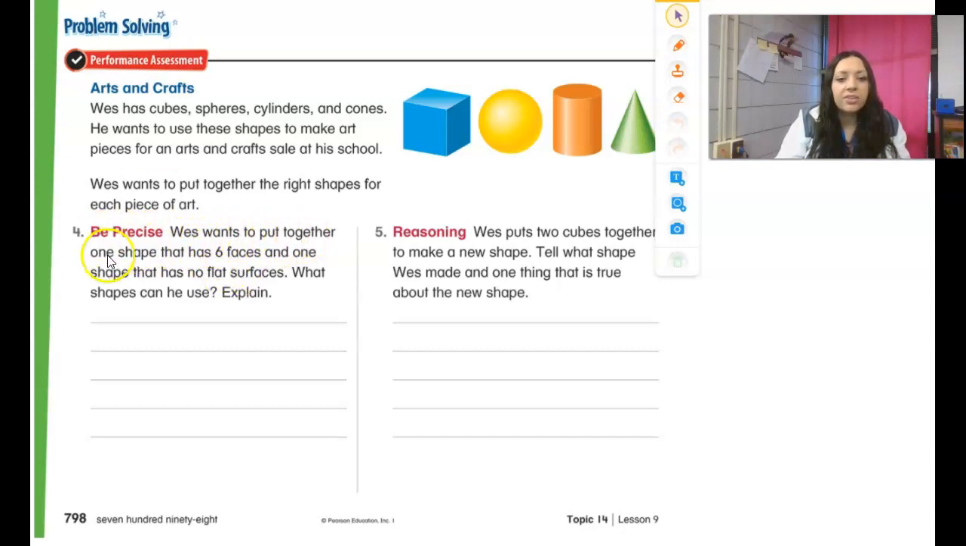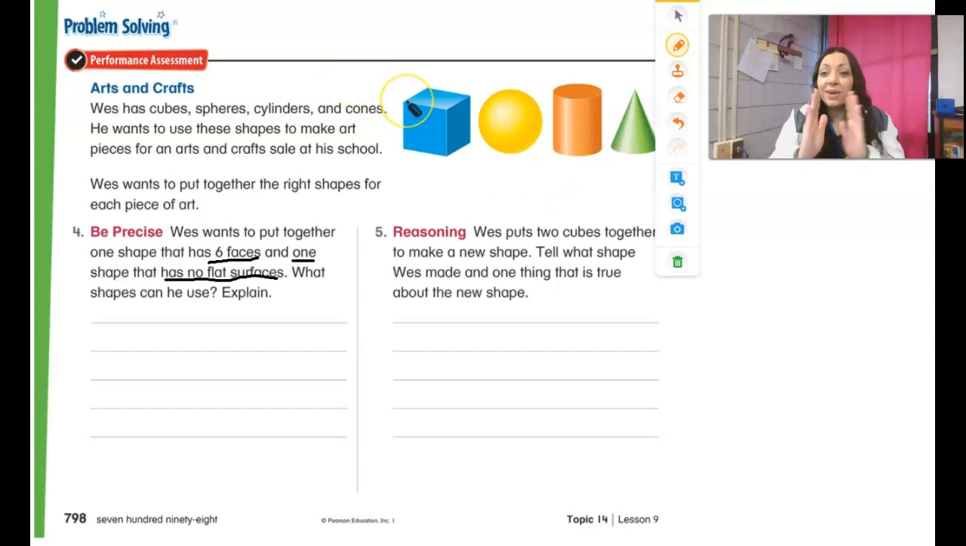Wes wants to put together one shape that has, let's look at the clues, 6 faces and one shape that has no flat surfaces, okay? So which one of these shapes would have 6 faces? The cube, that's right, it has 1, 2, 3, 4, 5, 6 faces. So we would need a cube, okay, and then one shape that has no flat surfaces.